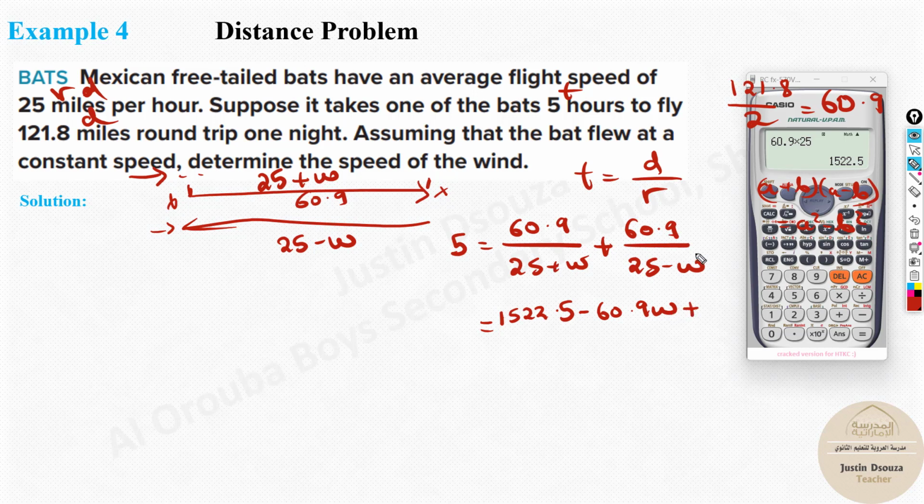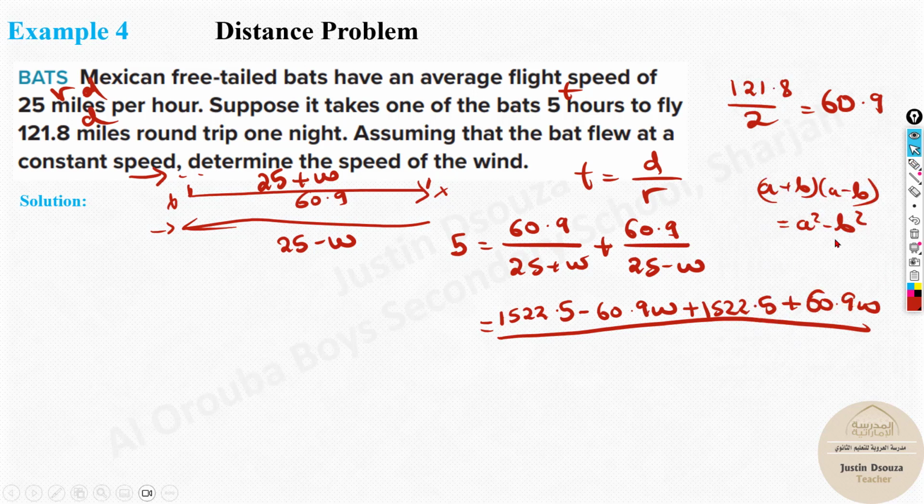Because you have to multiply these both, plus, now multiply this and this. It's going to be the same, 1522.5 plus 60.9 W, divide the entire thing by these two squares. So it'll be A square minus B square, isn't it? It's going to be this formula. I'll just write it directly. It's 25 square. What is 25 square?